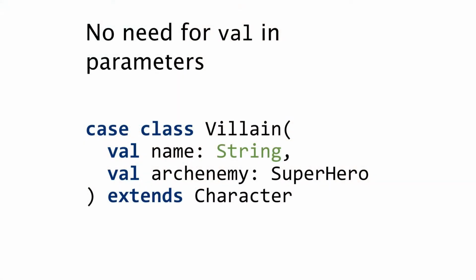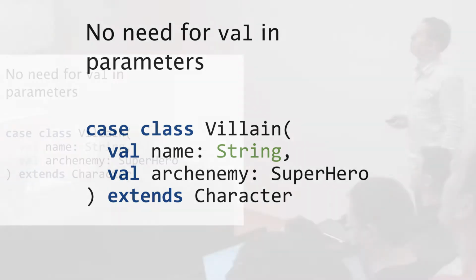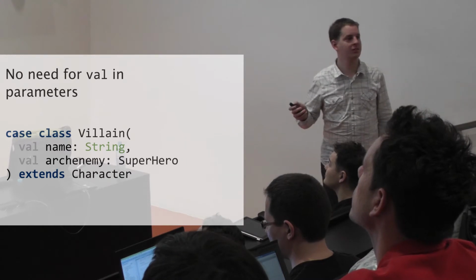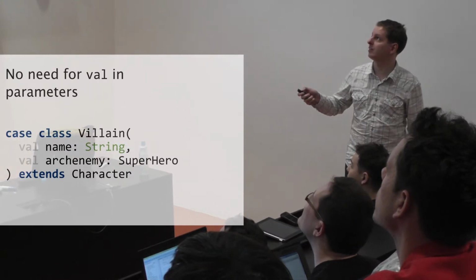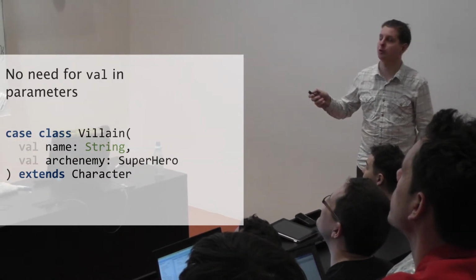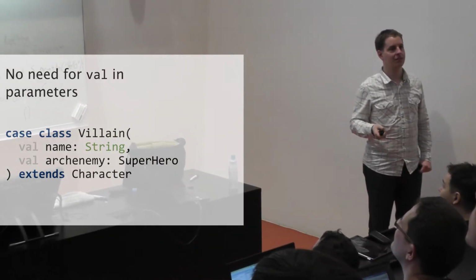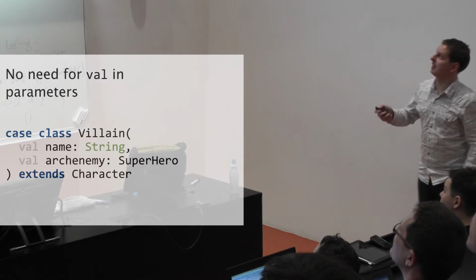So, if you put a magic case keyword in front of your class definition, there are a couple of extra goodies you get. The first one, there is no need to write this val keyword. Is there anybody who doesn't know what it means if you write class Villain, val name: String? Is there anybody who doesn't know what it means? Okay.